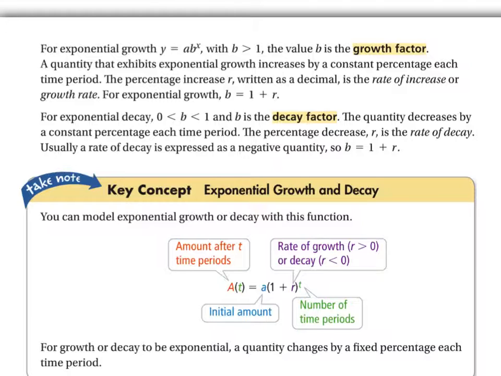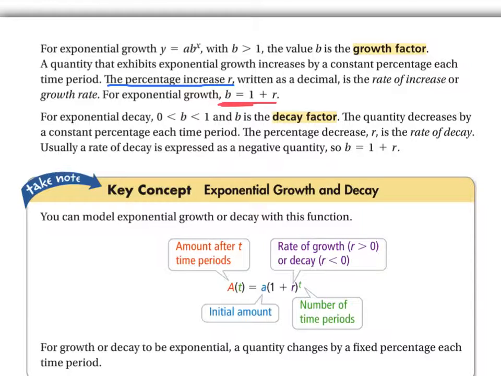So therefore, a growth factor or a rate of increase is going to be, our b is now going to be substituted with 1 plus r, where r is that percentage of increase. Okay, so if it's growing by 30% each time, then our b value is going to be 1 plus 0.3, or 1.3. That's going to be our growth factor.